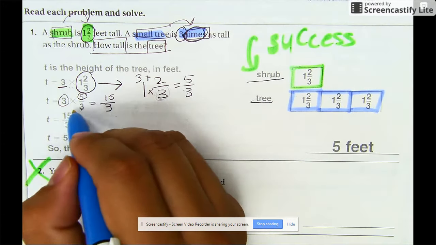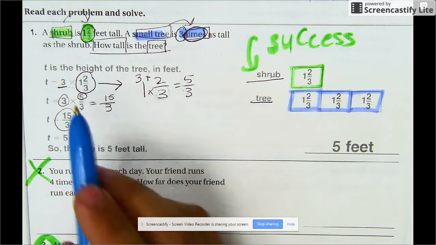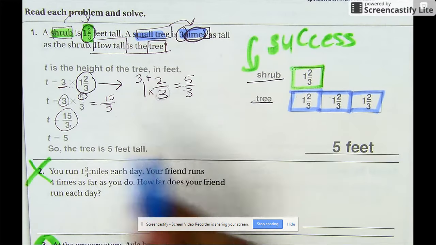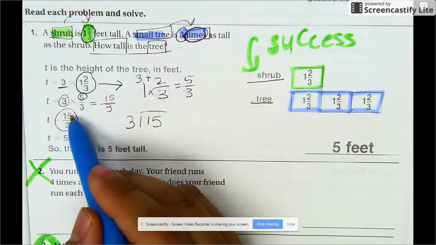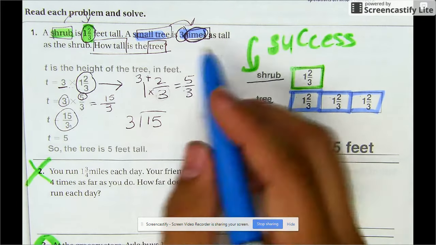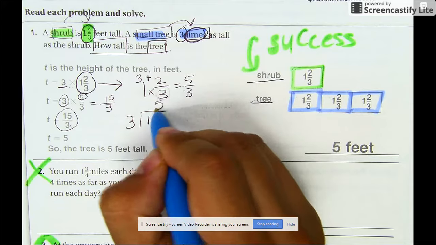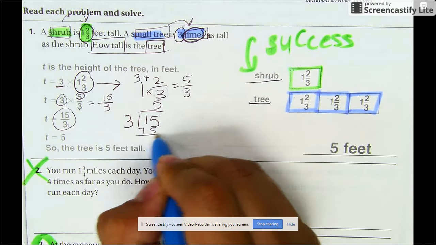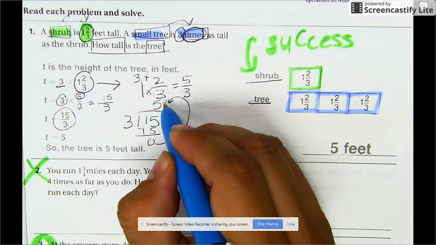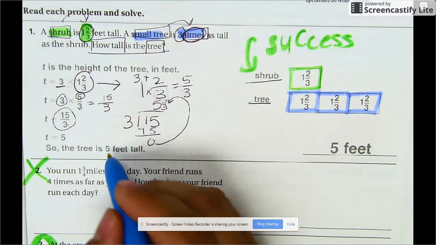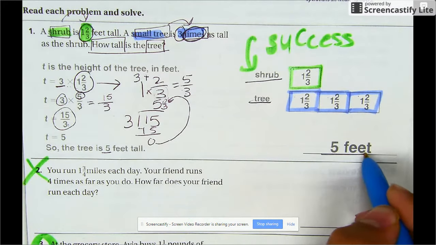After that, this is not a successful answer because it's an improper fraction. So what they did was we divide 15 by 3, because this means 15 divided by 3. And 3 goes into 15 5 whole times with no remainder. But if you want to write a remainder, you can do it. Bring it to the top, 0 over 3. So the answer is 5 feet tall. That's why they wrote 5 feet.